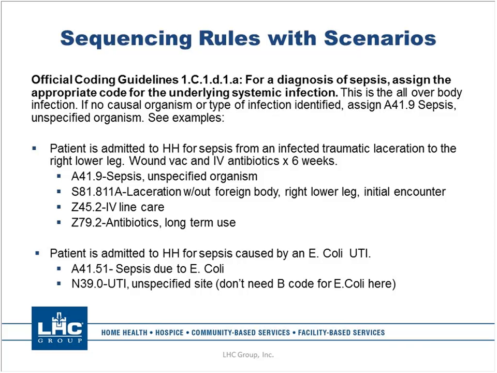Another example: patient is admitted to home health for sepsis caused by an E. coli UTI. So the underlying systemic infection is sepsis due to E. coli, which is A41.51, and then you're going to say how this patient became septic, and it's from a UTI, unspecified site. Now, we don't need to add a B code here for the E. coli because that's the only bacteria involved, and we already have identified it with our sepsis code. So adding the B code, B96.20, telling them it's E. coli is irrelevant at this point. They already know this, so don't add the code.